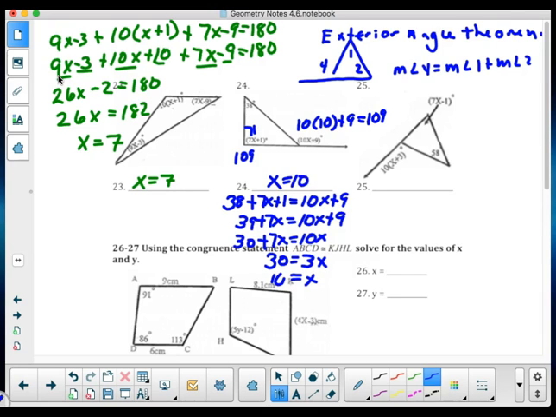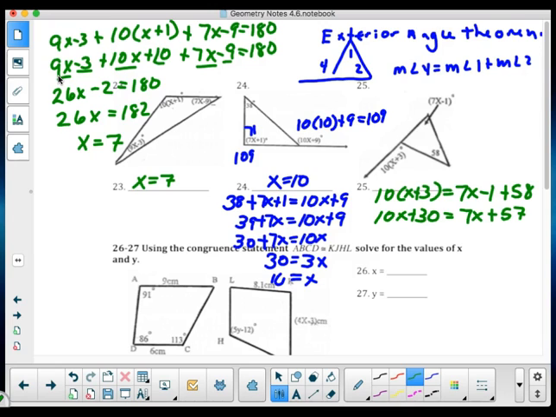In 25, it's twisted, but it's still an exterior angle theorem problem. So I'm talking about 10 times x plus 3 is equal to 7x minus 1 plus 58. And I've got 10x plus 30 is equal to 7x plus 57. And I got 3x plus 30 is equal to 57, and 3x is equal to 27, and x is 9.